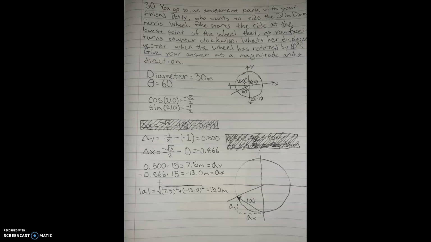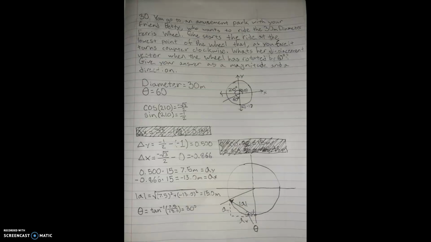Now I can use Pythagorean's theorem to find the magnitude of my vector, which I am labeling as A. So I get that to be 15 meters. Now I want to find the angle inside this triangle, because I'm going to use this to find the direction of my vector. I do this by taking the inverse tangent of my opposite, my y component, over my adjacent, which is my x component, and I get a result of 30 degrees.